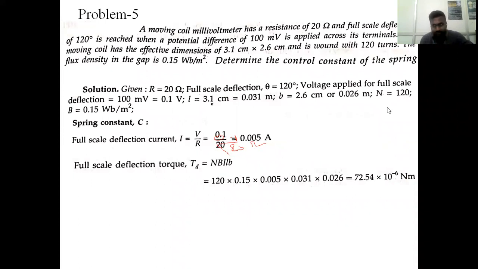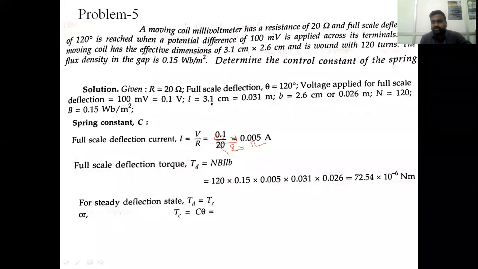Okay, right. So we already got the concept of deflection torque. If we go further, we reached the steady state condition. Steady state condition in the sense that here the instrument, that is the permanent magnet moving coil millivoltmeter, already reads 100 millivolts, that is 0.1 volt, and it has reached the maximum value where deflection torque and controlling torque are equal. It is at a final state. So that is T suffix C is equal to C into theta. And in most of the textbooks, the literature uses T suffix C for controlling torque.